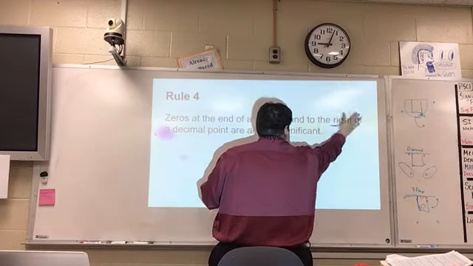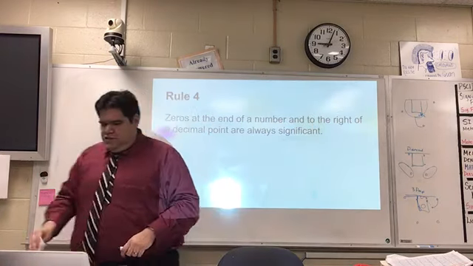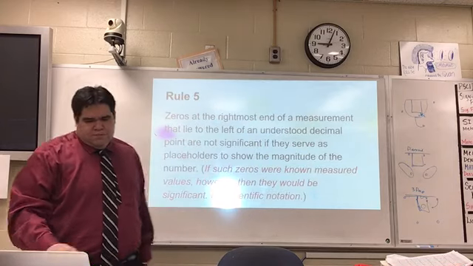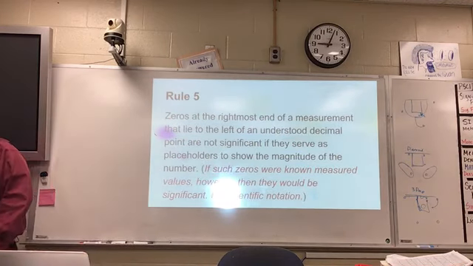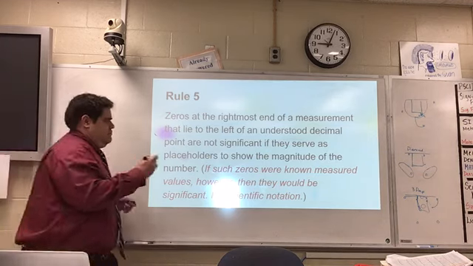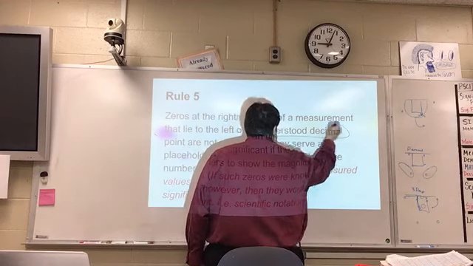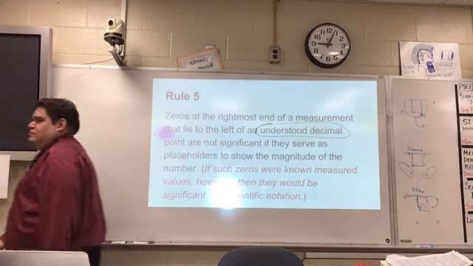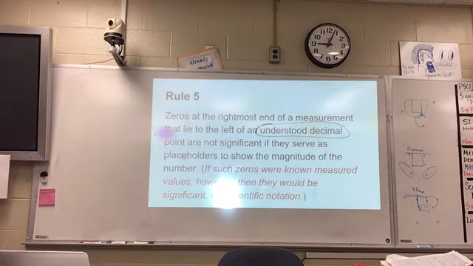All right, let's go to rule 5. Rule 5 is just a weirdo. Not weird, but just... All right. Zeros. Here's the thing you got to remember about rule 5. That's the word you want to circle, highlight, or whatever you want to do. Okay?